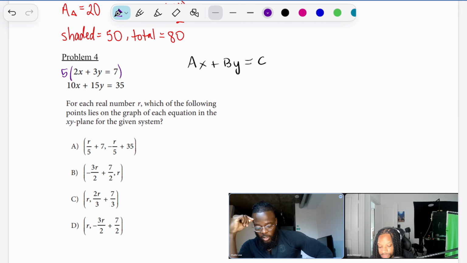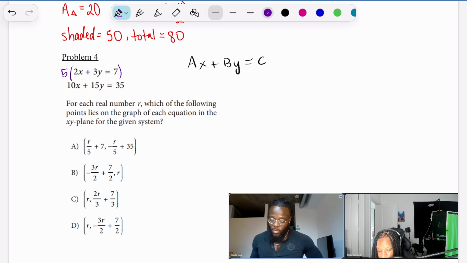But then the question says, which of the following points lies on the graph? And all of our points are given in terms of R. That's going to mess people up because you're throwing in a whole new variable.